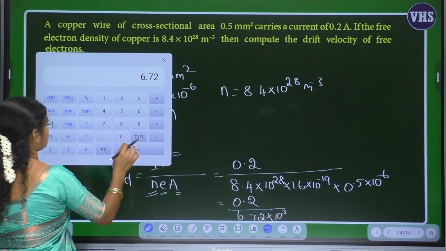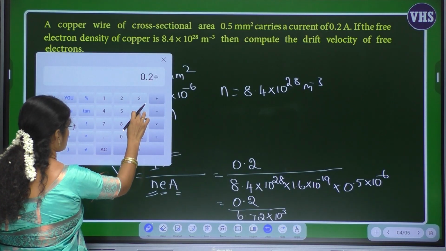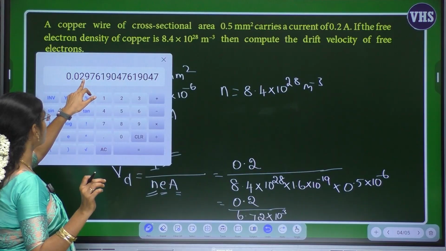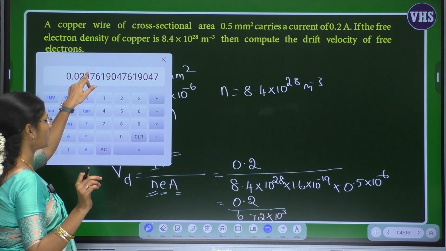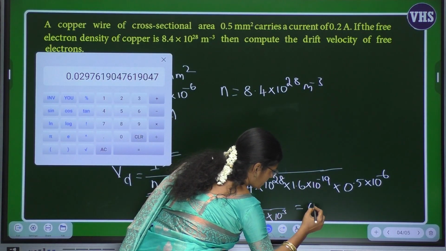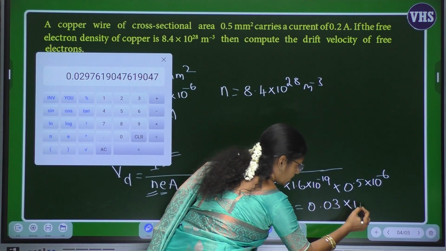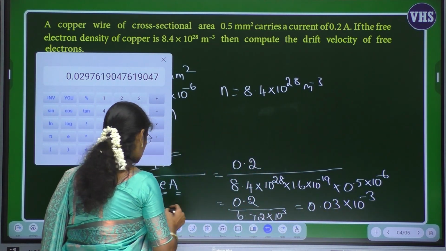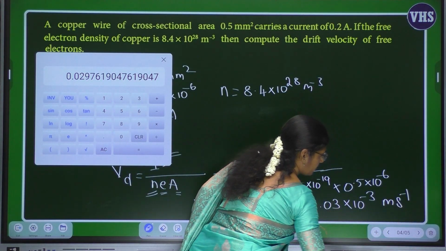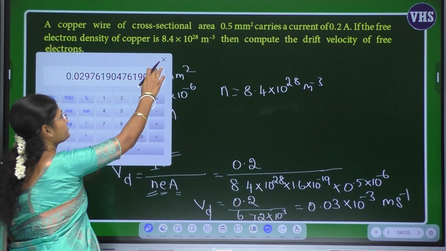Okay, so now 0.2 divided by 6.72. Okay, so 0.0297. Approximately, we can round this and write 0.03. Okay? So 0.03 into, this plus 3 goes up and becomes 10 to the power of minus 3. Okay, clear? So the drift velocity, the SI unit of velocity is m s to the power minus 1. Okay, clear? So this is the third problem, and next problem.